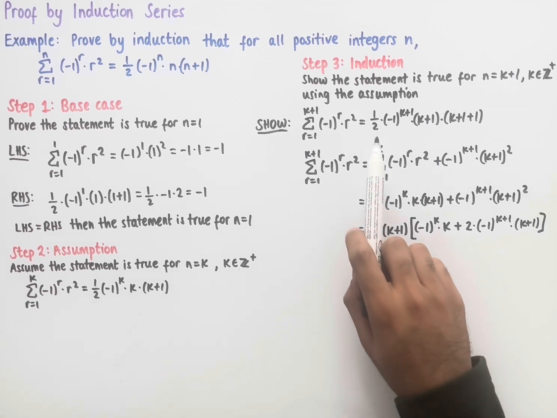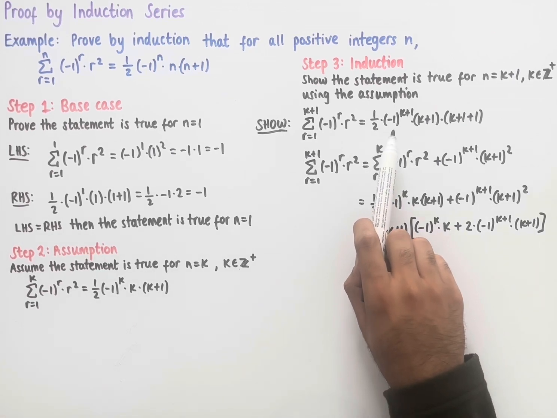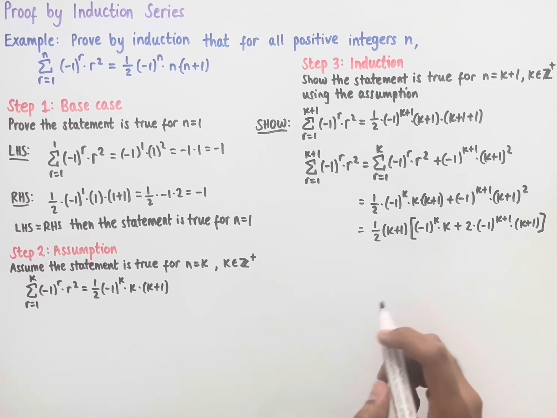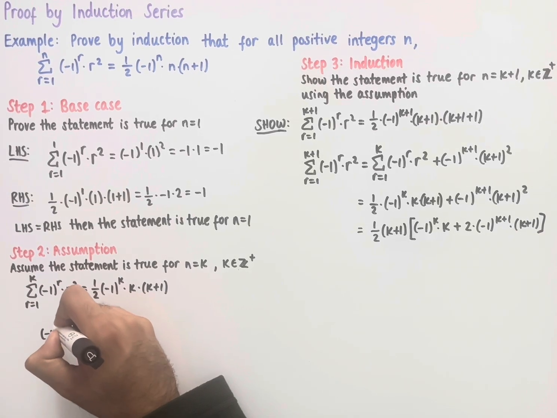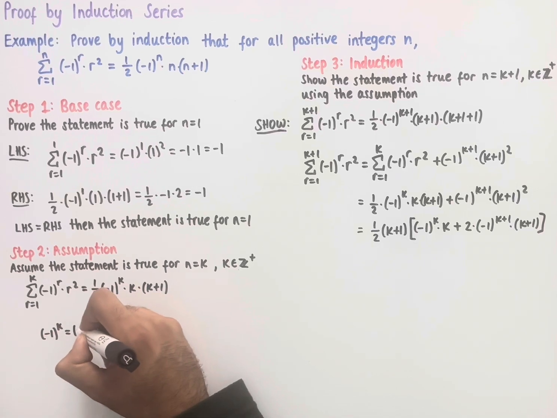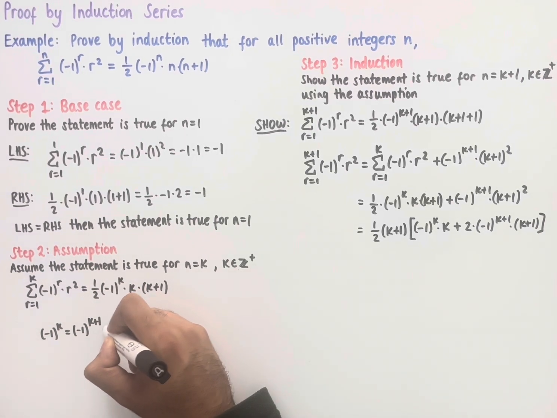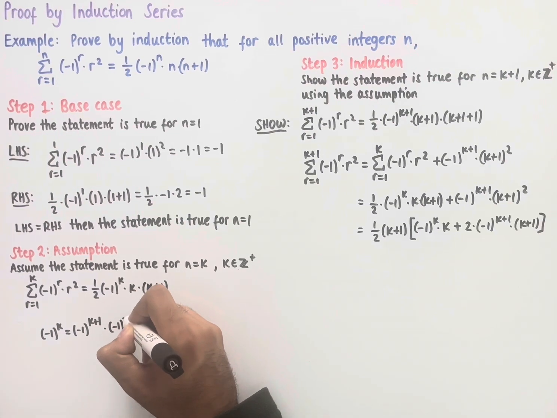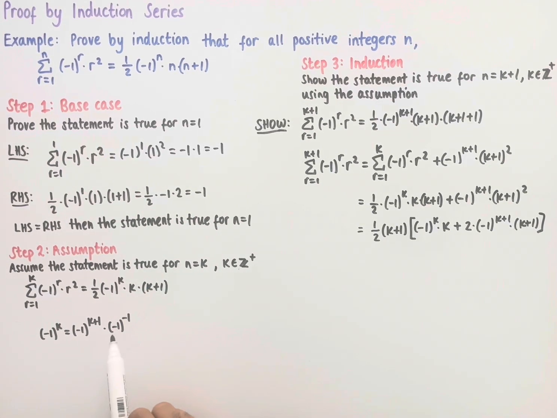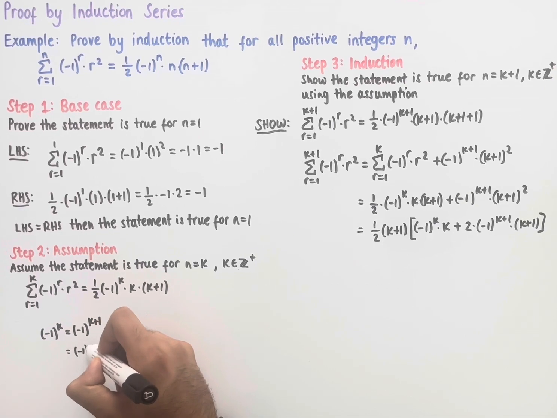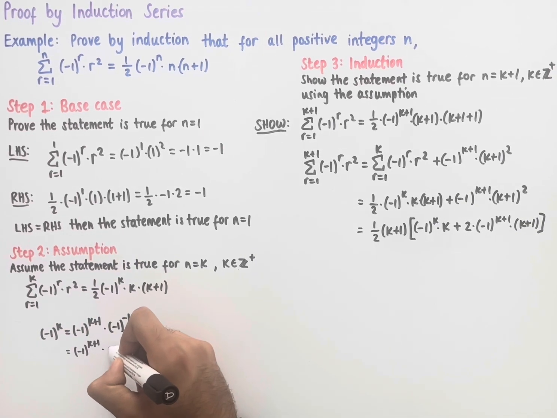Now we can see that in the final answer, we have minus 1 to the power of k plus 1 factorized out. If we focus on this first term, minus 1 to the power of k can be written as minus 1 to the power of k plus 1, and now using index laws, times minus 1 to the power of minus 1. Because the bases are the same, if we multiply this, we add the powers. k plus 1 plus minus 1 would just give us k. This simplifies to minus 1 to the power of k plus 1 times minus 1.